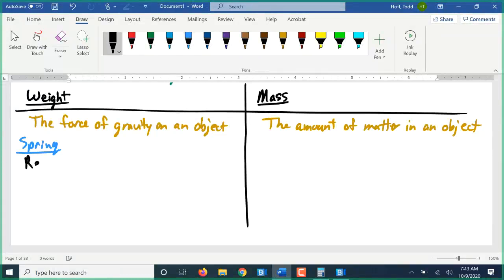If I have a spring that is at rest, so that just means it's sitting there with no force on it, and it stretches to there. We're going to call that the 0 point. That's zero location.